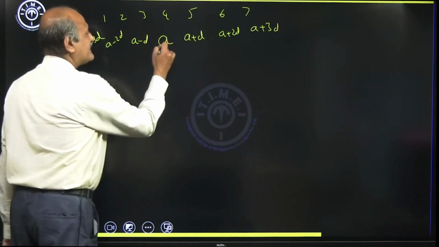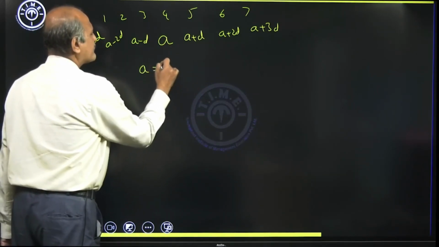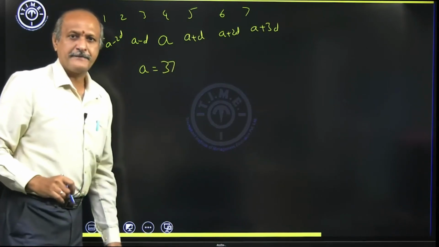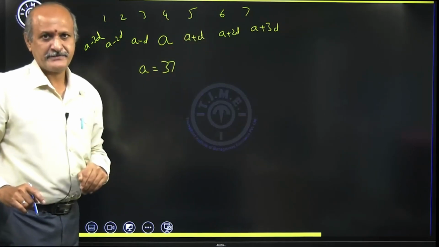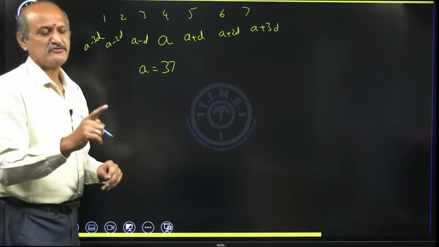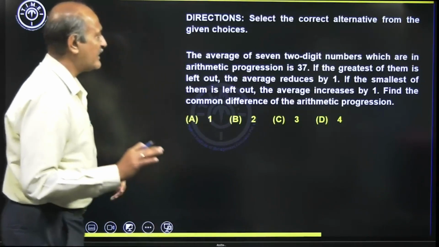So hence we know that this a is equal to how much? It's equal to 37. Now to find all the other numbers, we need to know the common difference. It is the d that we are supposed to find. Now let's see what is another clue given to us.